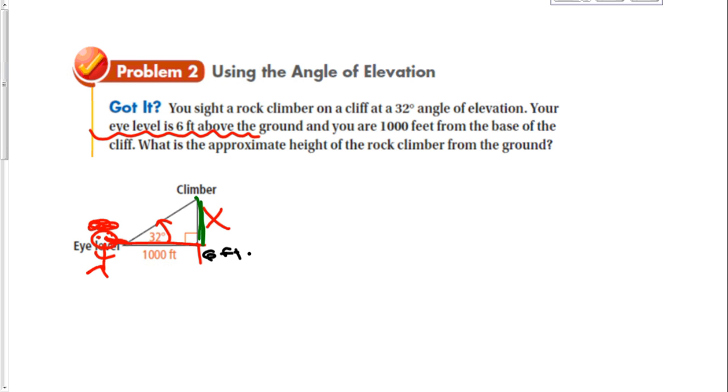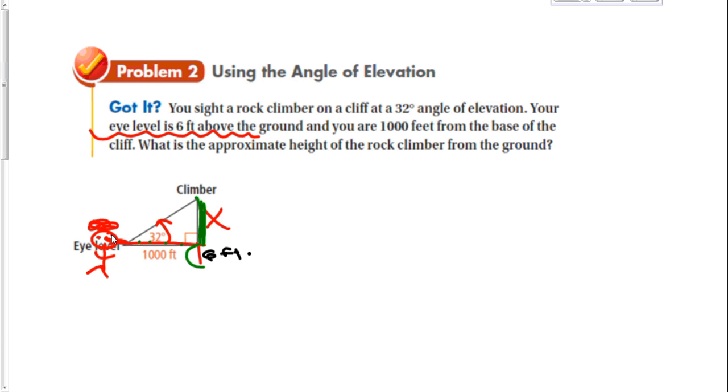And then once I get this answer, I can add the 6 in already, because the problem is saying, what is the approximate height of the rock climber from the ground? Not from the top of my eyesight. Okay, because my eyesight is already 6 feet off the ground because I'm a really tall person. So we'll deal with that 6 at the end.